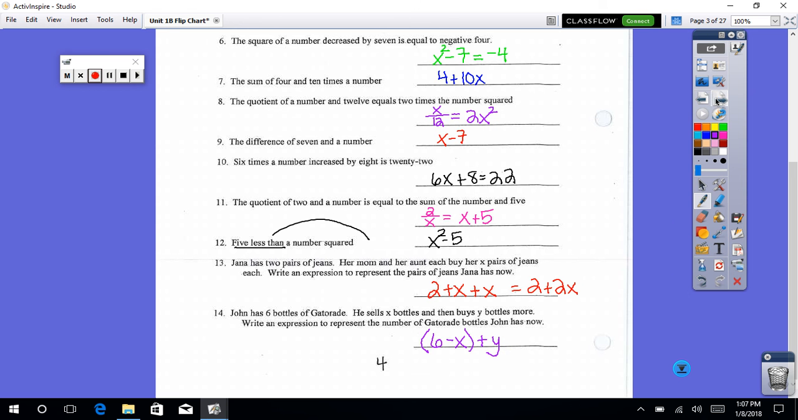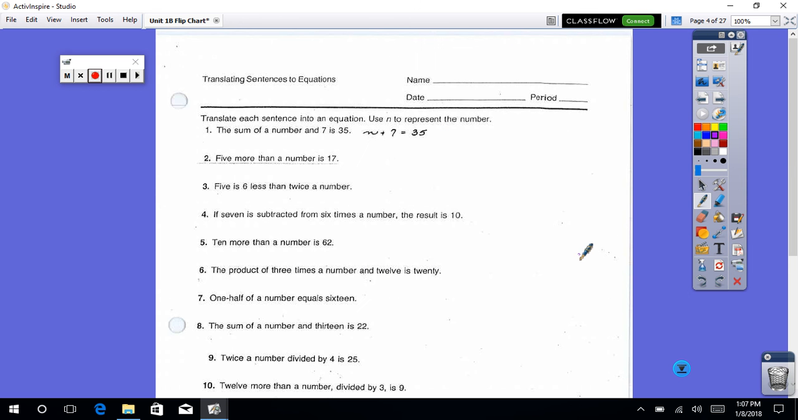Okay, flip it over. Okay, here's some more problems where you just write out what they're asking you to do. Okay, let's go through these real quick. 5 more than a number is 17.